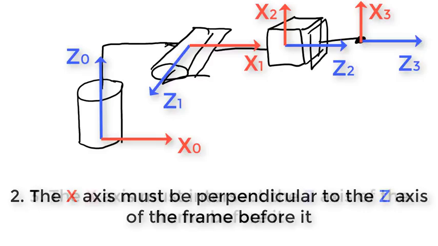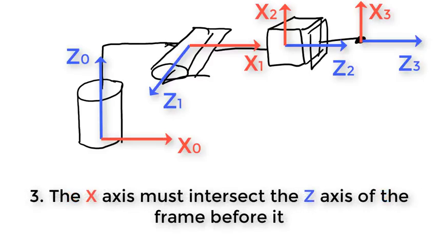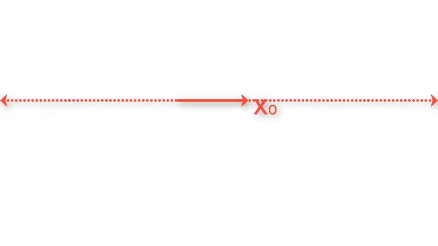Now on to Rule 3, which also has to do with the x-axis. The x-axis must intersect the z-axis of the frame before it. This is the hardest rule of all four, so I'm going to spend a little time explaining the rule before applying it to this manipulator. When we draw axes in a coordinate frame, we draw the axes like short sticks with an arrow on the end. But really, the axis goes on forever in both directions, like a number line.